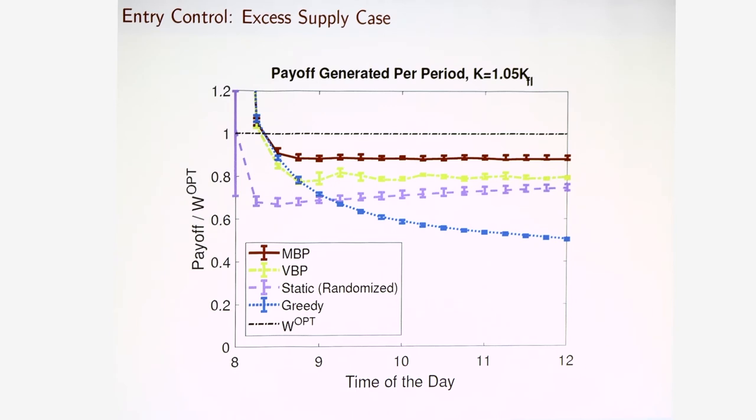And this purple line is a static policy, which requires the exact information of the demand, all the demand arrival rates. Even though it has all this accurate information, it still can only achieve slightly more than 70% of the benchmark. So this shows you the benefit coming from considering a state-dependent policy.